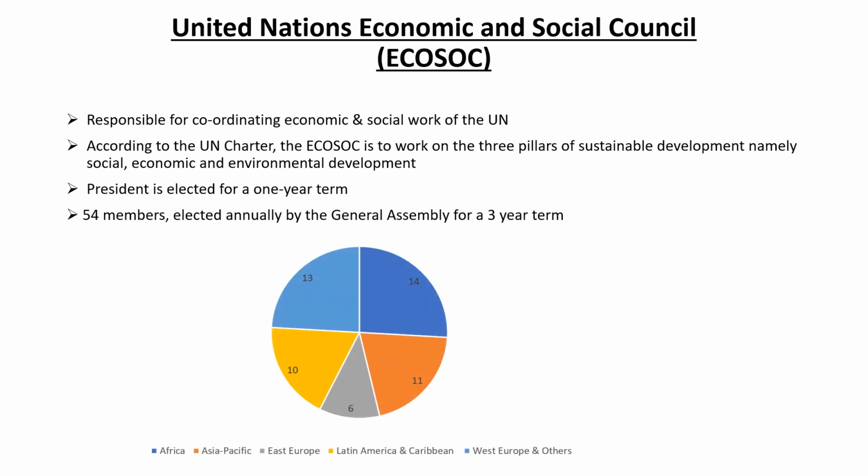It consists of 54 members elected annually by the General Assembly for a three-year term. Just like the non-permanent members of the Security Council, all of these members are elected from different regional groupings. 14 of these 54 countries are from Africa, 11 from Asia Pacific, 6 from Eastern Europe, 13 from West Europe and others, and 10 are from Latin America and Caribbean.